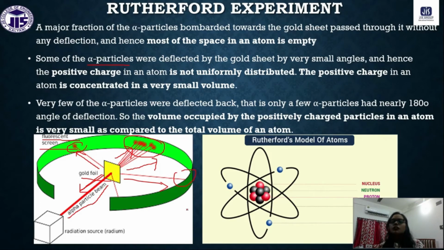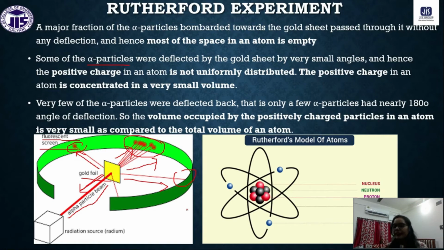And the third one: very few alpha particles will be deflected or distorted from their path. So what does that mean? That means around the nucleus the electrons are moving, and electrons are negatively charged, and helium is positively charged. That is why an interaction will be there, and that is why they are deflected from their straight path. So these are some of the conclusions that we can make from the Rutherford model.